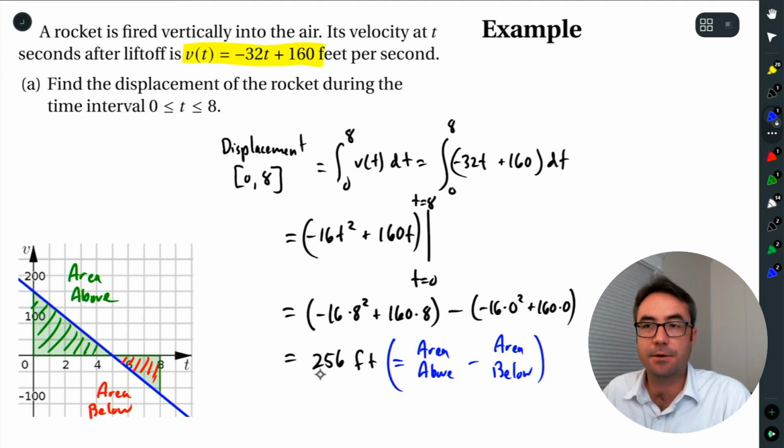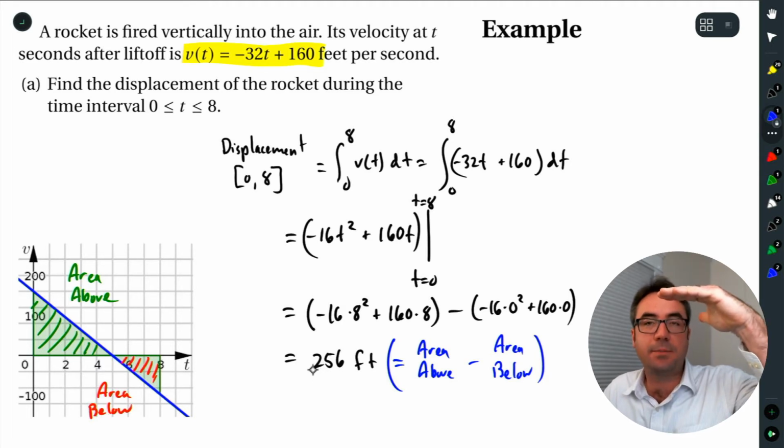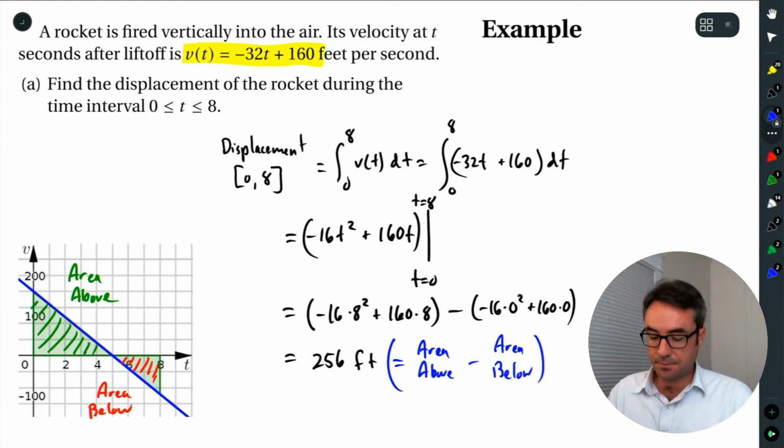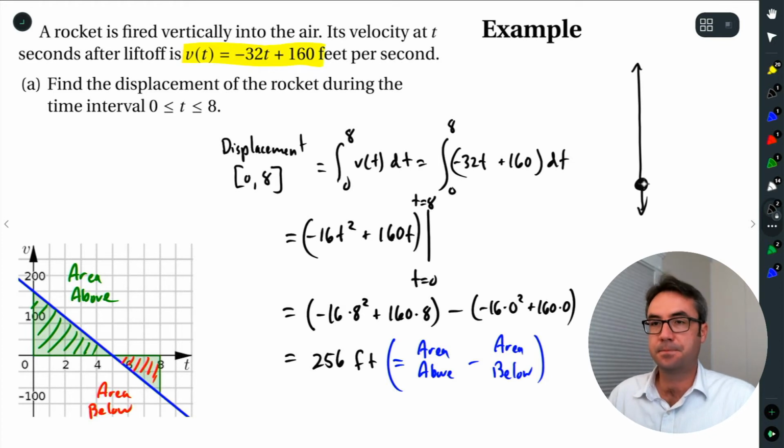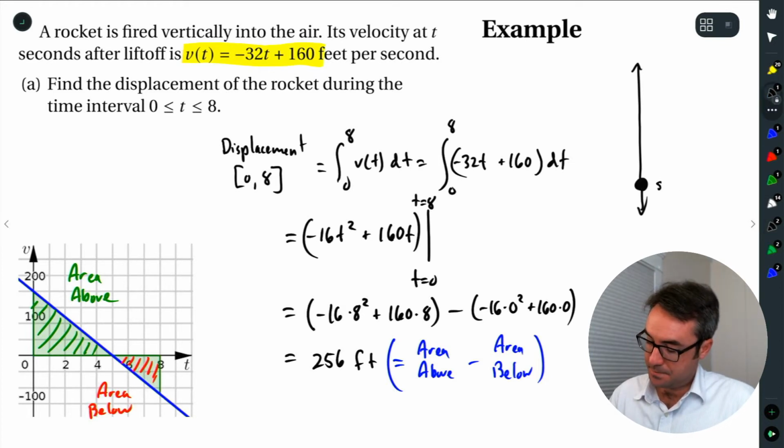We traveled, the difference between our starting and ending position is 256 feet. And it's positive, so we're still above where we started. So if we have our little diagram here for our object that's moving in a straight line, we had our starting position, and what we're doing here with the displacement is just looking at the difference between our starting and our ending positions.